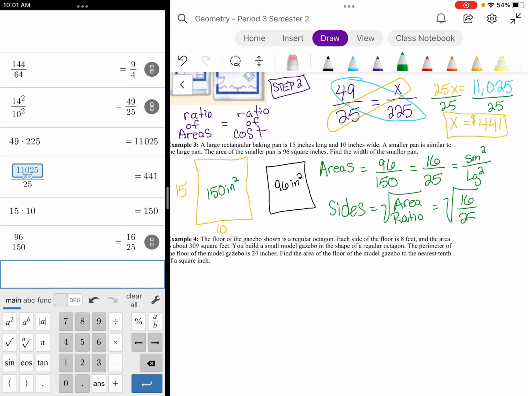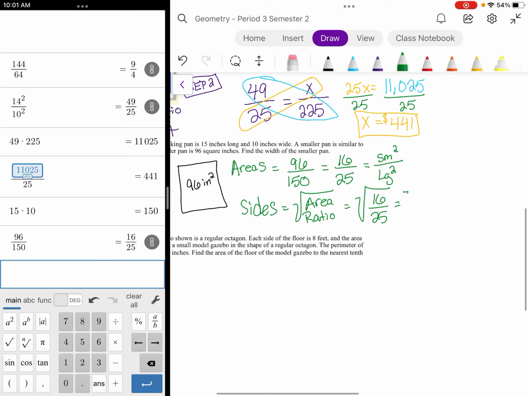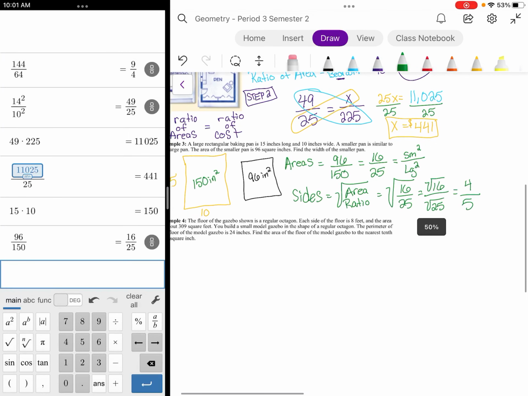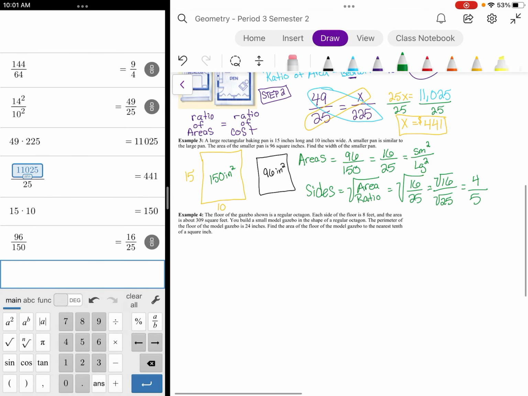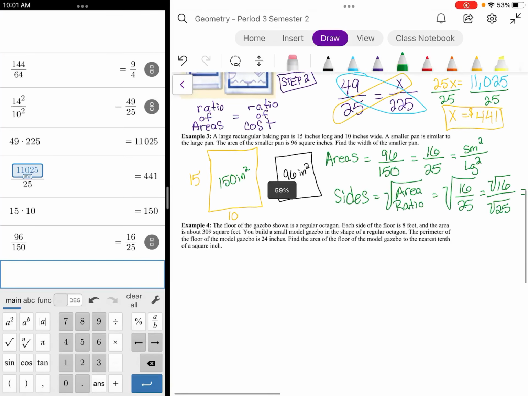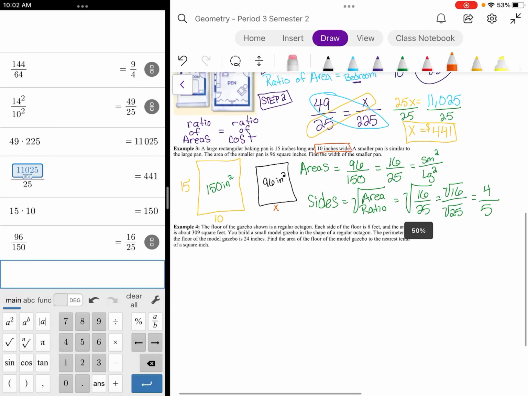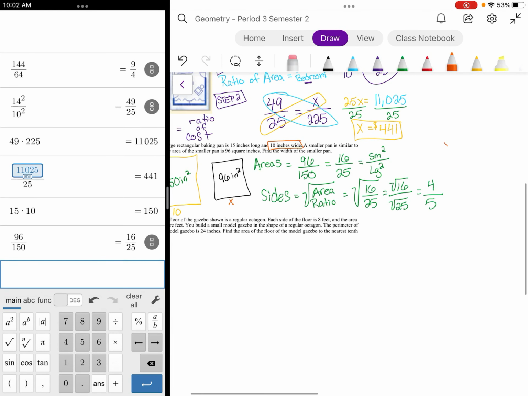And when you're taking the square root of a fraction, you're just going to take the square root of the top and the bottom separately. And we should know the square root of 16 is 4, and the square root of 25 is 5. So the ratio of the sides is going to equal 4/5. And we're looking for the width of the smaller pan. And they told us that the width of the larger pan was 10 inches. So this is going to be the corresponding width of the smaller pan. So if we do x over 10, that ratio is going to be equal to the ratio of the sides of 4 over 5.